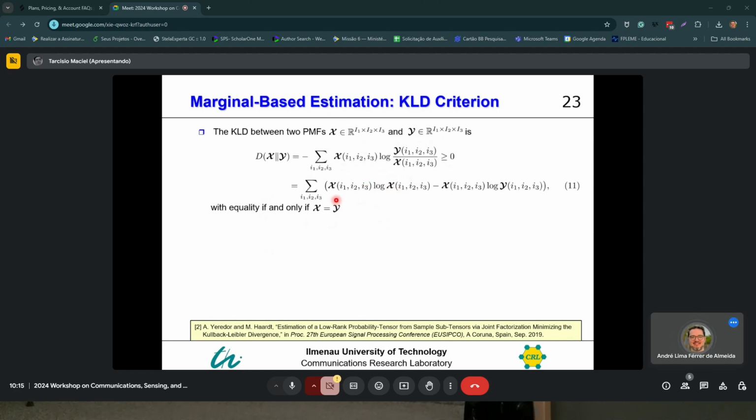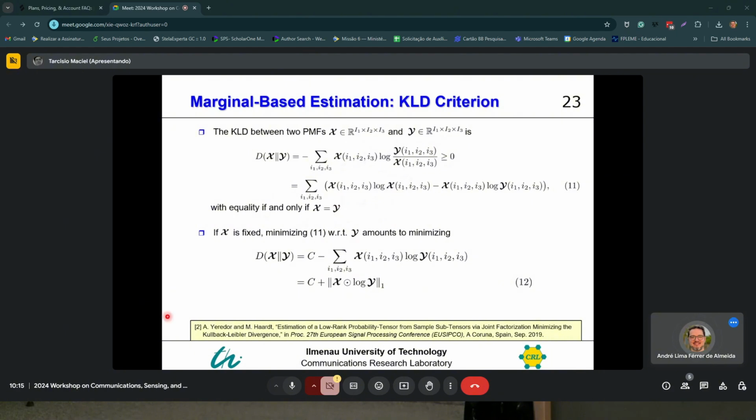And note that if x is fixed, minimizing the Kullback-Leibler divergence between these two PMFs with respect to y amounts to minimizing this expression here. So c is a constant. It does not depend on y. Note that the probabilities are less or equal than 1, so the logarithm is less or equal than 0. A minus a negative number is positive.